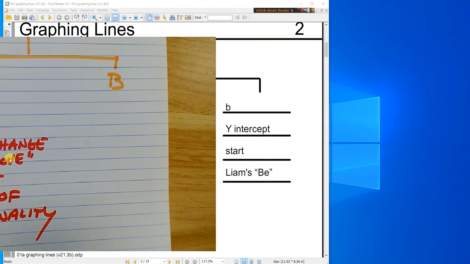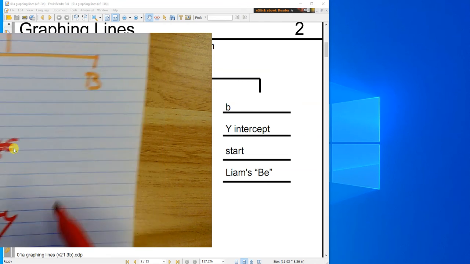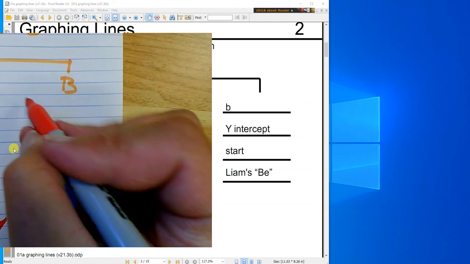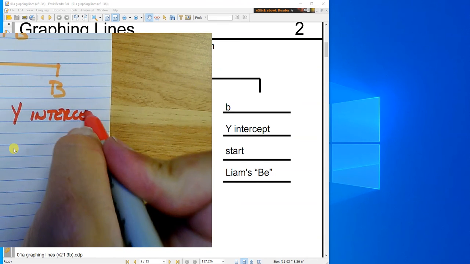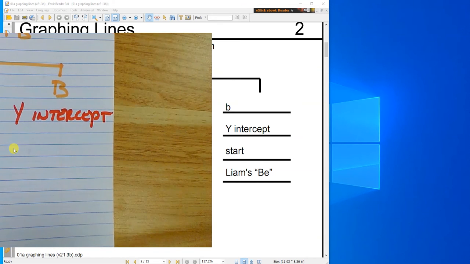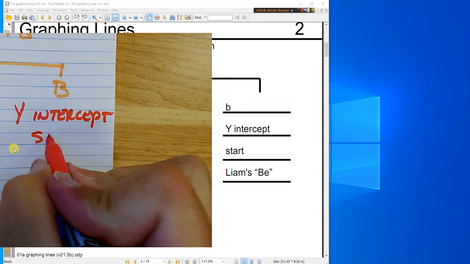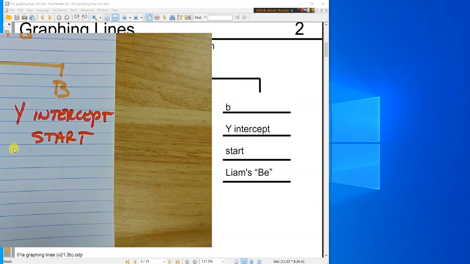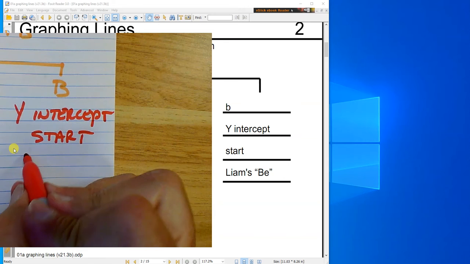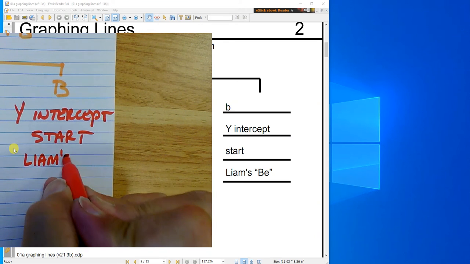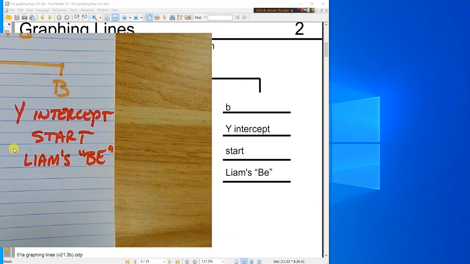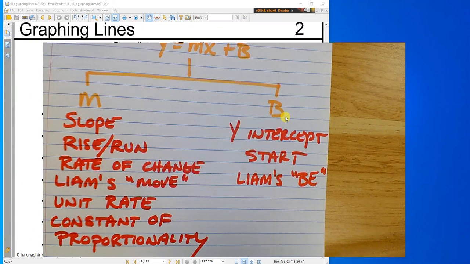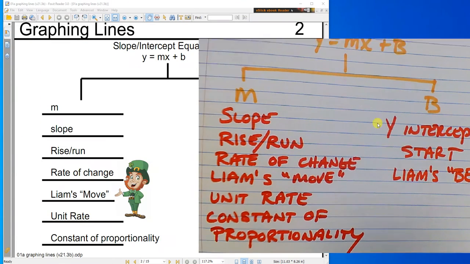What do we know about the b? Well, we know that the b is the y-intercept. We know that it's the starting point. We also know it's Liam's b. And that is what we know about the slope-intercept equation.